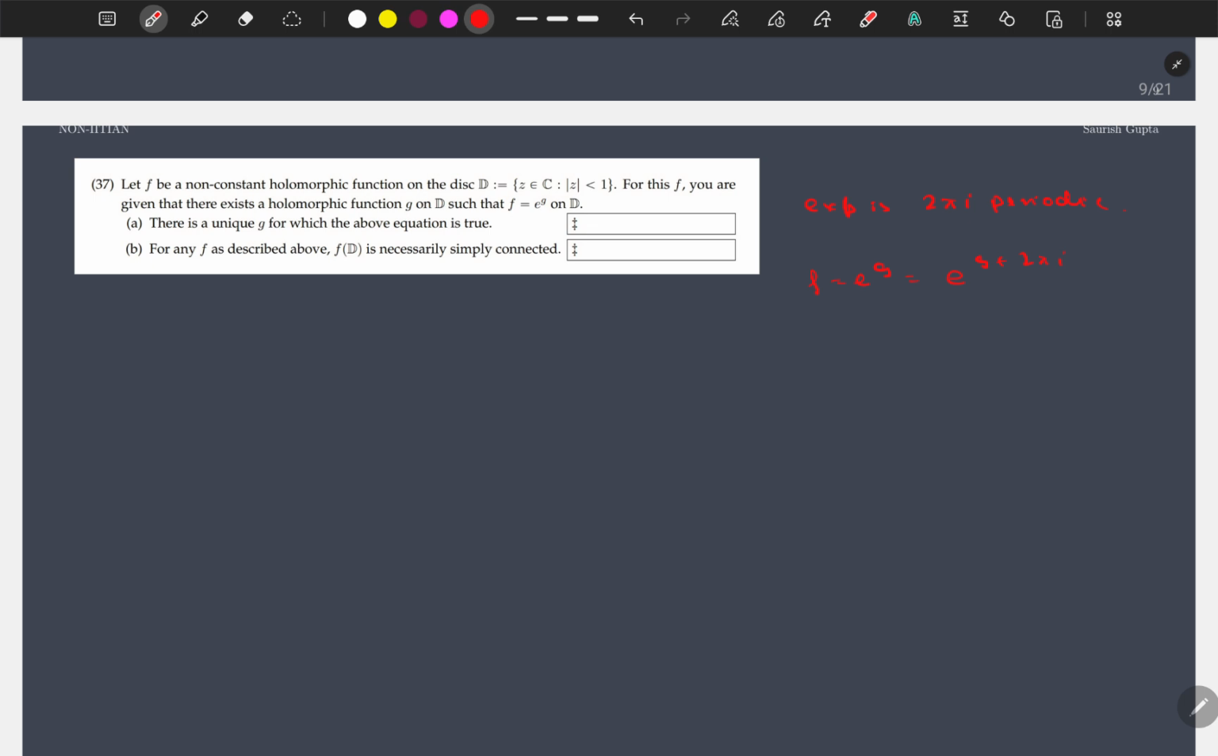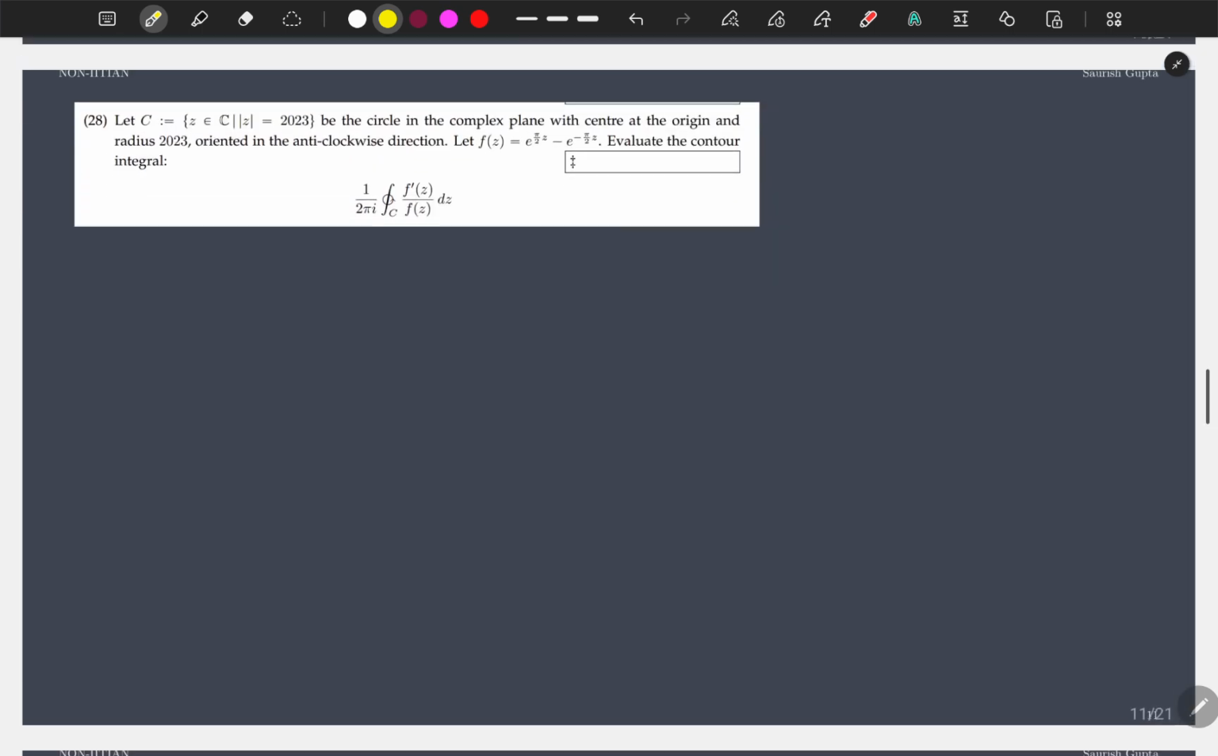For any f as described above, f of D is necessarily simply connected. If we choose f of z equal to e to the power 5z, then it's no more simply connected. For it to be simply connected, it needs to be path connected and contractible, but it will always have a hole at 0. So f of D won't be simply connected. Okay, let us quickly move on to the next problem.